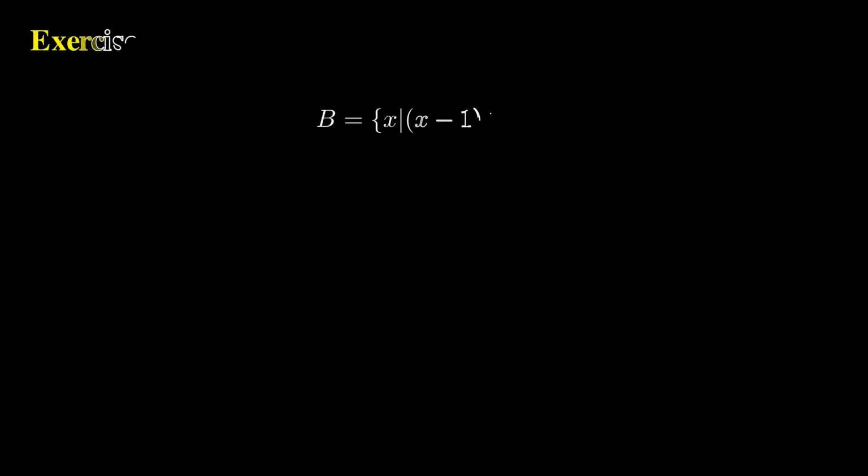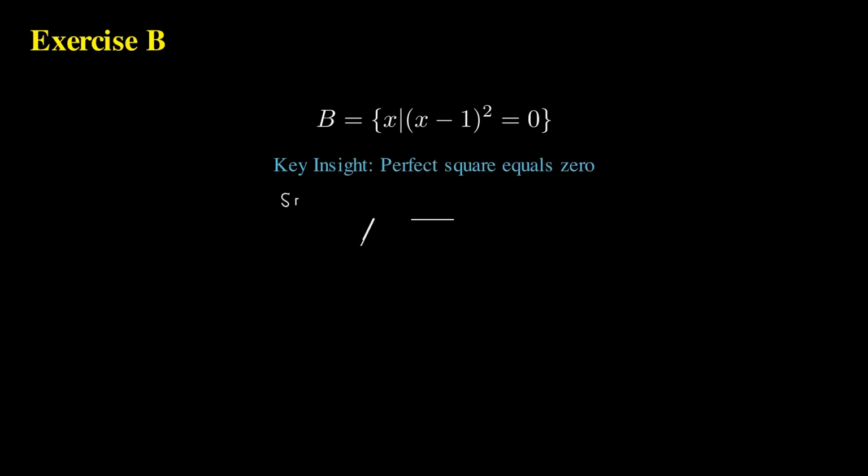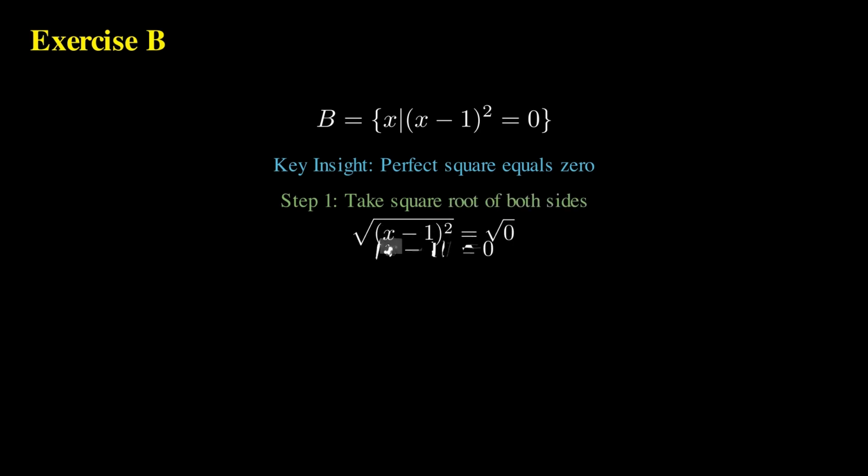B equals the set of all x, where x minus 1 squared equals 0. Here's the critical insight most students miss. When you have a perfect square equal to 0, there's only one solution. Taking the square root of both sides, the absolute value of x minus 1 equals 0. This means x minus 1 must equal 0.